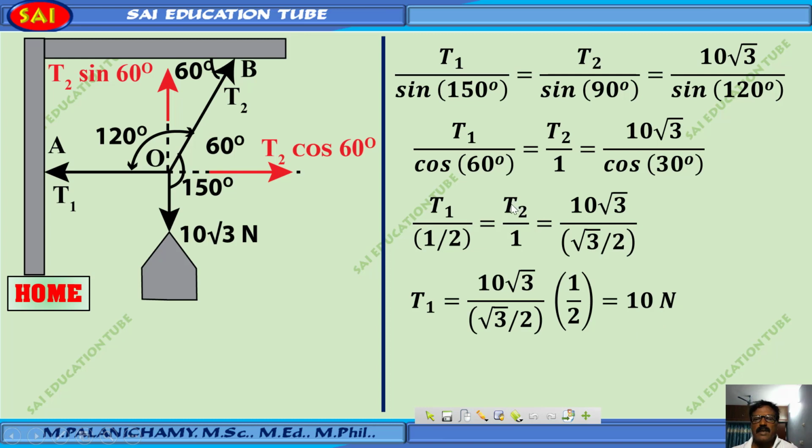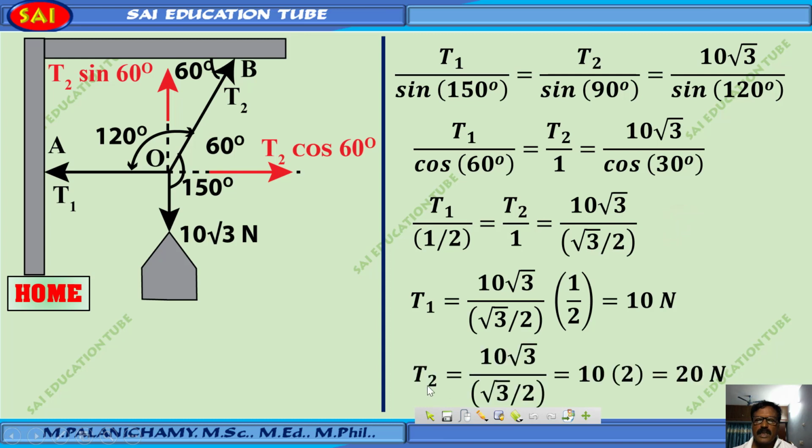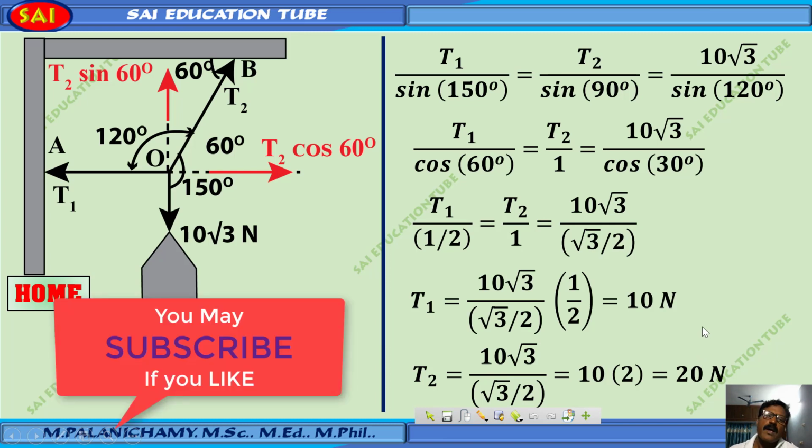To arrive at the value of T2, we can equate these two terms, that is T2 by 1 equal to 10 root 3 by root 3 by 2. Therefore T2 equal to 10 into root 3 by root 3 by 2, which is equal to root 3, root 3 gets cancelled, and 10 into 2 equal to 20 Newton. So we arrived at the result by two methods.